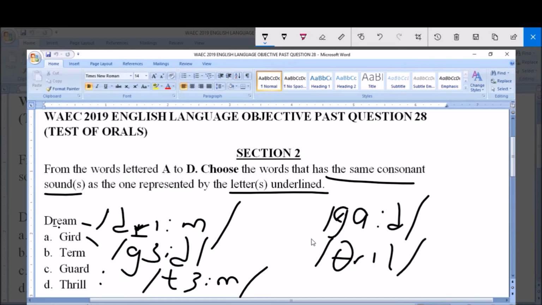So from what we have here, we see that thrill contains the consonant sound, the same that you have in dream. Therefore the correct answer is D, which is thrill.